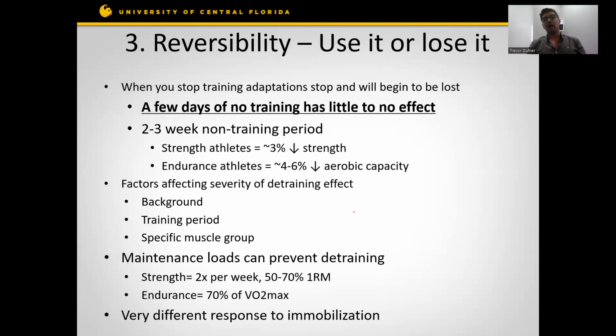You're going to lose strength at a lower capacity than you're going to lose aerobic capacity. If it's a more type 1 oriented or more type 2 oriented fiber, you're going to see changes in the detraining of that.